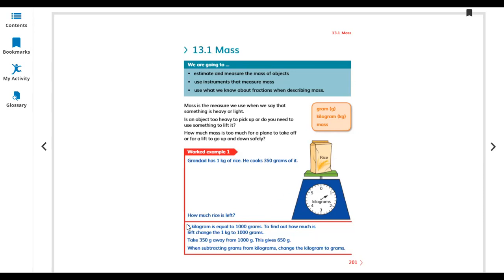So 1 kg is equal to 1000 grams. So we need to subtract 350 from 1000. The remaining amount is 650 grams. So 650 gram remaining. So when subtracting grams from kilograms, change the kilogram to gram.